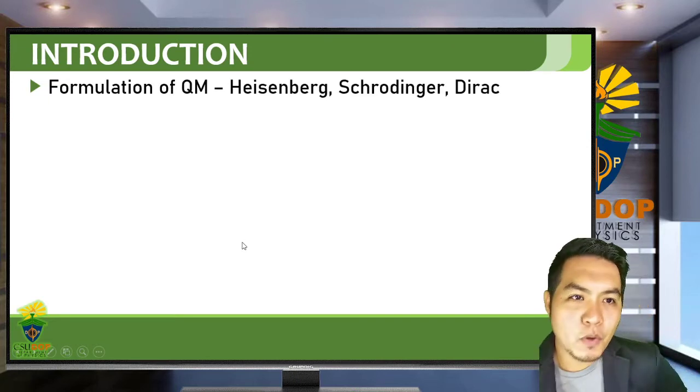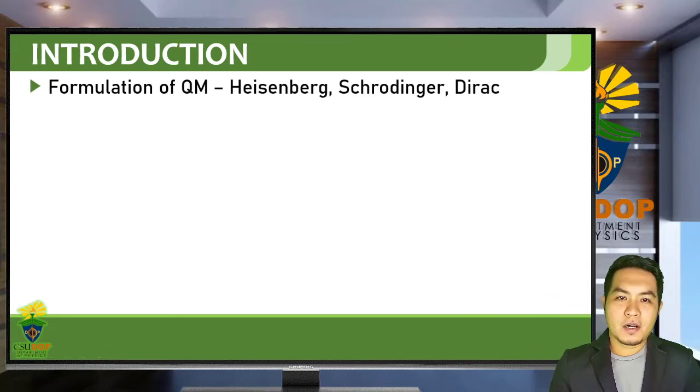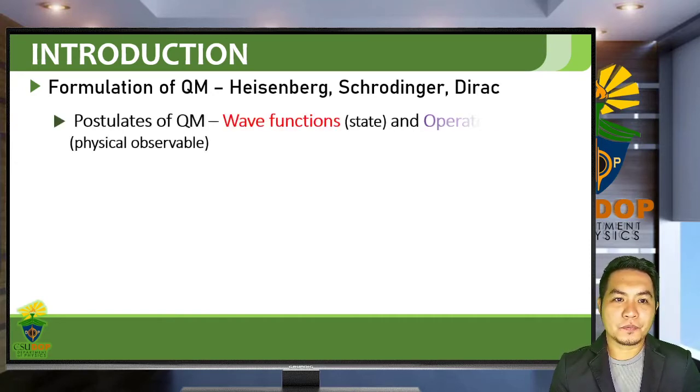Most scientists or physicists attribute the formulation of quantum mechanics to these big three names: Heisenberg, Schrödinger, and Dirac. We will encounter these three names over and over in our course. Quantum mechanics has two basic postulates, and those are the wave functions and the operators.